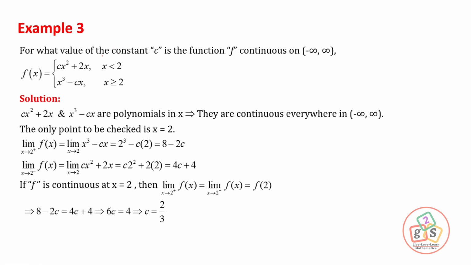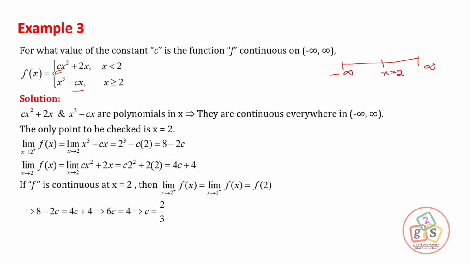Now we have a different problem. Problem number 3: for what value of the constant c is the function f continuous on the real line, the interval minus infinity to plus infinity, provided f of x is cx square plus 2x if x is less than 2, and x cube minus cx if x is greater than or equal to 2. So what we are going to do is find the constant such that the function is continuous everywhere on the real line, with the point of interest x is equivalent to 2.